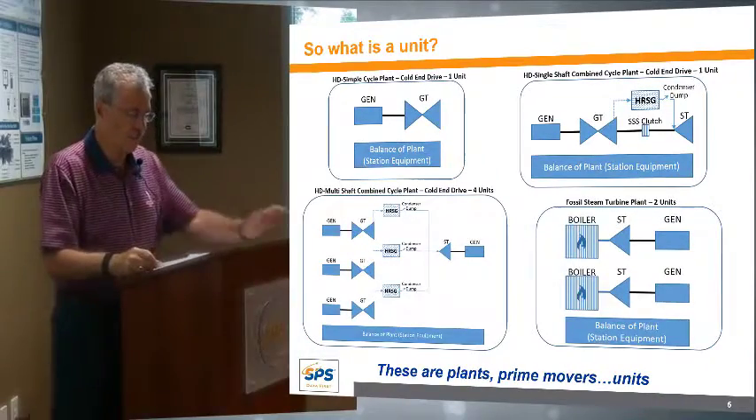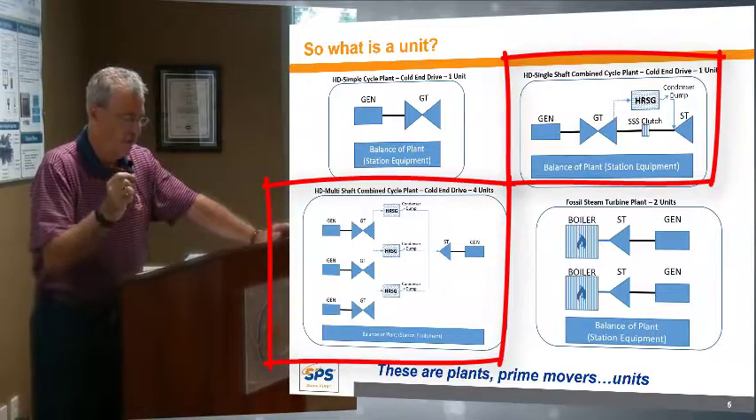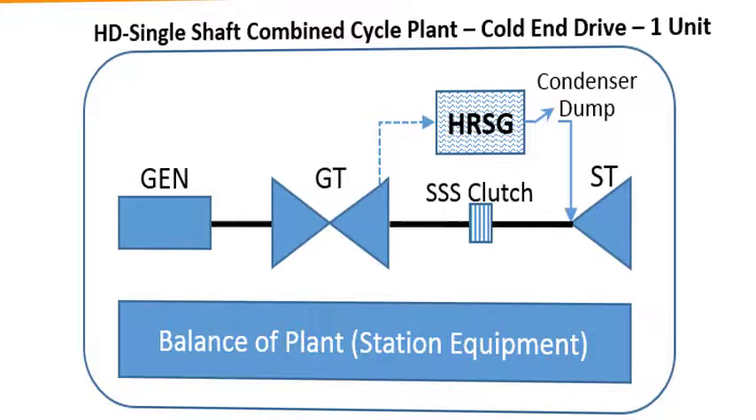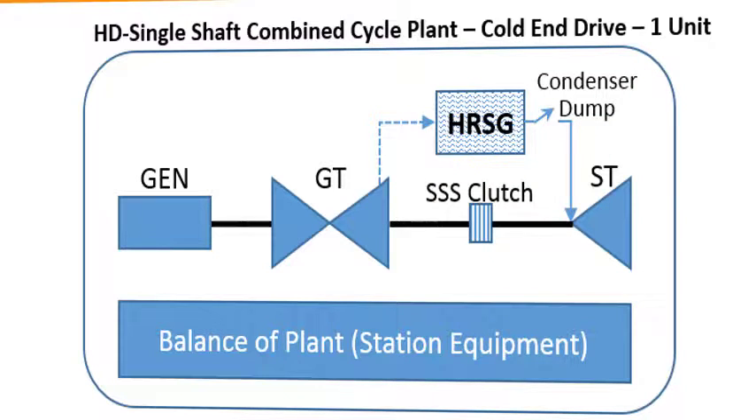The arrangement on the upper right and lower left are both combined cycle configurations. Very more complex configurations. The arrangement on the upper right is a single shaft combined cycle with a condenser dump and a triple S clutch. That tells me something. A single shaft combined cycle uses both a Rankine cycle, which is a steam cycle, which is a closed cycle, and a Brayton gas turbine cycle, which is an open cycle, for improved output and thermal efficiency. Better thermal performance when compared with a simple cycle configuration.